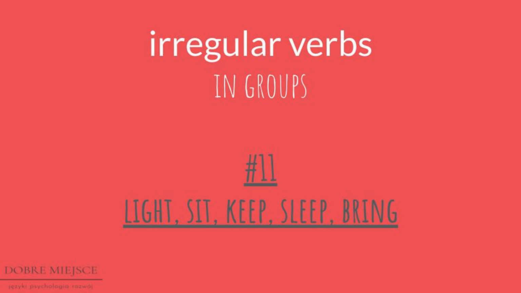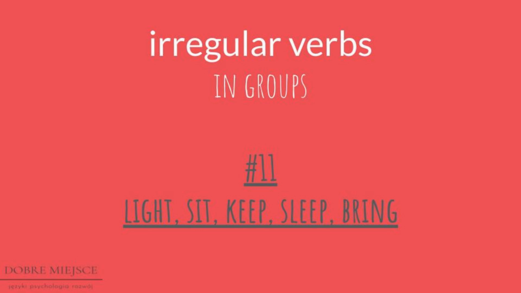Welcome to the 11th episode of the series about English irregular verbs. This time I'm presenting the 11th list of the irregular verbs, and it's the group in which the past simple form and the past participle form are the same, and these forms end in the letter T.